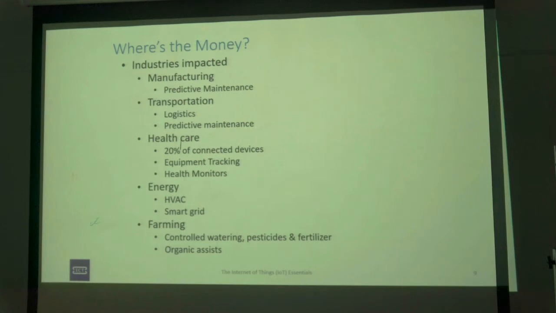Okay, so 20% of connected devices. Now, my brother is an engineer at Yale Hospital, and everything there is connected now. They invest not millions, tens of millions every year in technology there. There are no more papers. Nobody has papers in the hospitals, you know that. It's all technology.